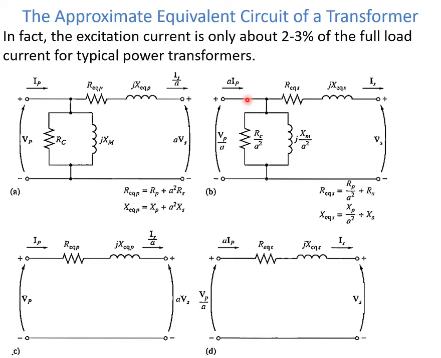from the real transformer. Similarly, if we are in a hurry, we can even remove this excitation branch, because if we assume that this excitation current is very small, around 2 to 3% of the full load current, and full load current is very high, we can even remove this branch to analyze this transformer. So it will be simply just an RL circuit.